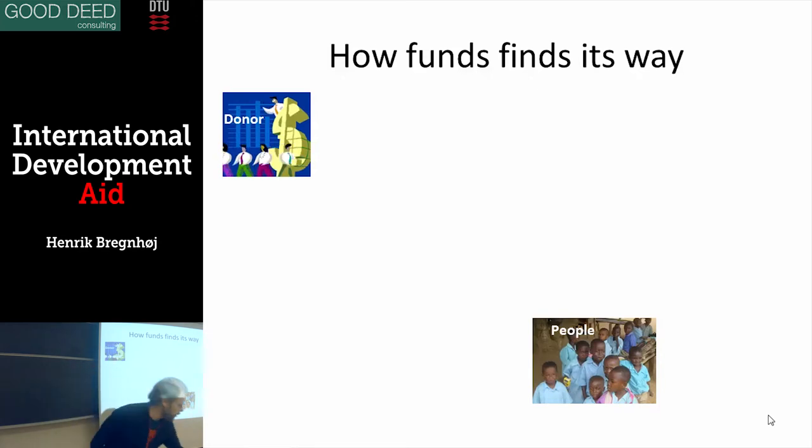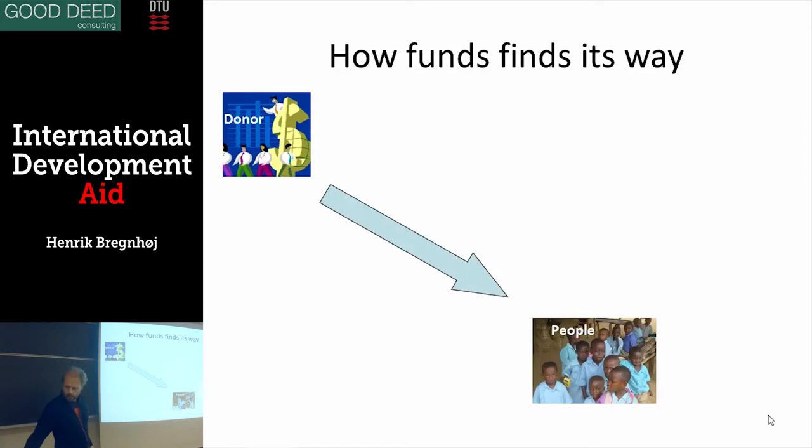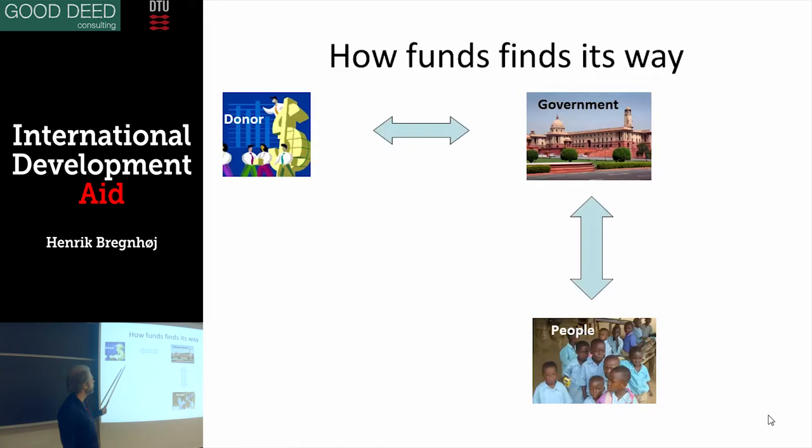If we look overall at how development aid is done internationally, you can see that we have some donors, some people with some money, and we have some people who are poor and need the money. So how does the money come from these donors to these people? They don't go directly like that. We don't send the money to the people here. Most of the aid goes through a government, the local government in Malawi or Cambodia or whatever it is. You cannot work directly with the people from the Danish government.